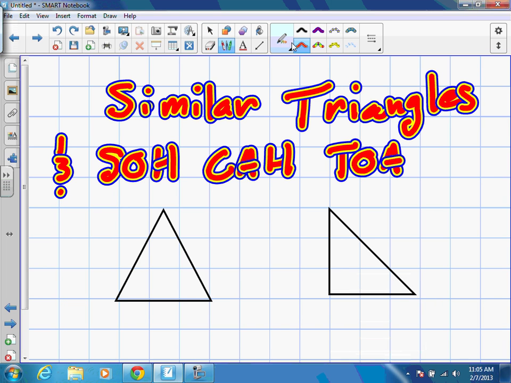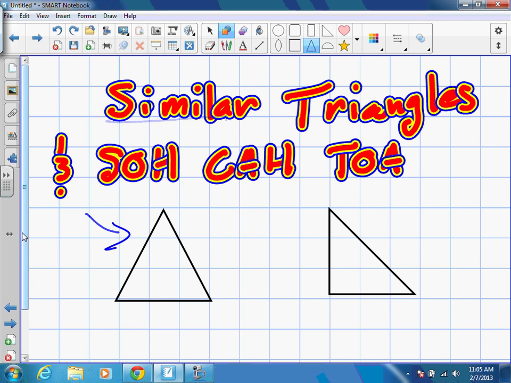Similar triangles, and you know the primary trig ratios as SOH CAH TOA. What we're going to be focusing on for similar triangles, to start, is this triangle here. I'm going to create a similar triangle to it.